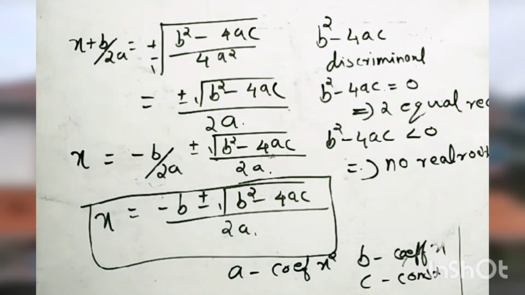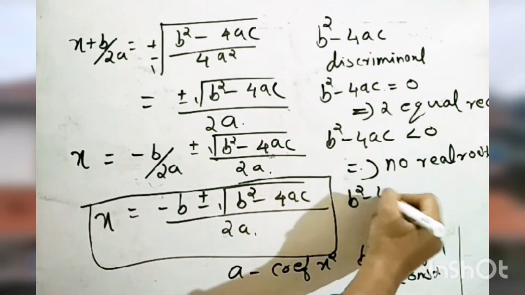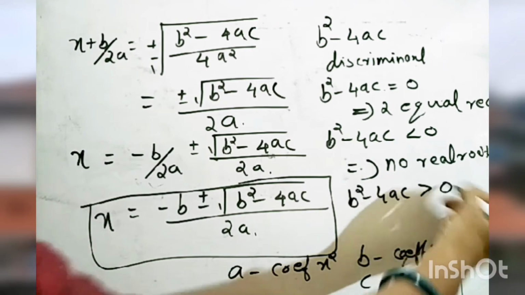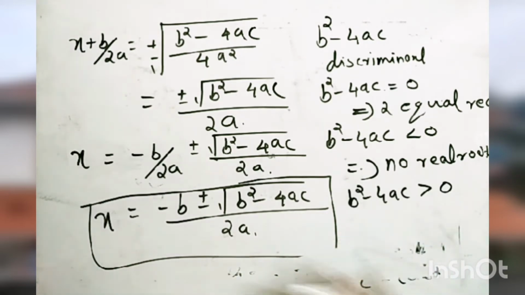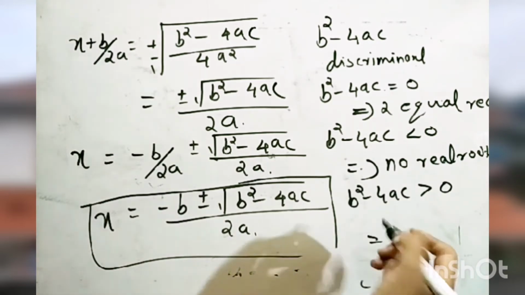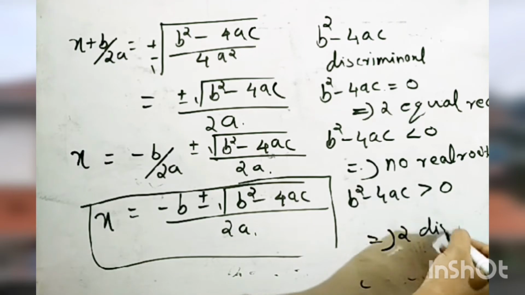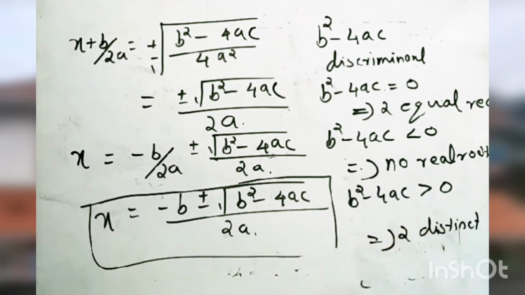Now the third case is b square minus 4ac greater than 0. Then we will get two distinct real roots.